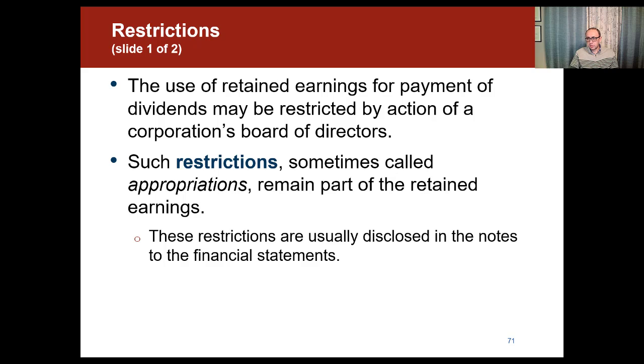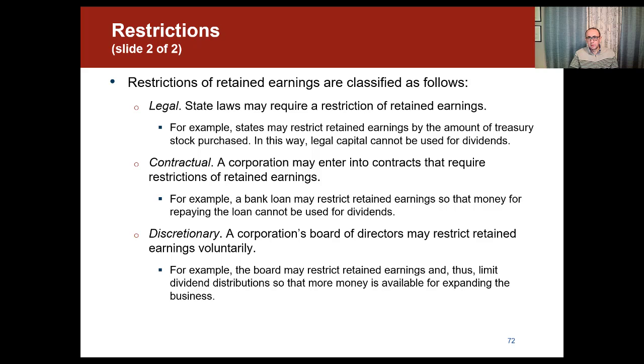These restrictions are usually disclosed in the notes to the financial statements. Restrictions of retained earnings are classified as either legal, contractual, or discretionary. If it's legal, state laws may require restriction of retained earnings. For example, states might restrict retained earnings by the amount of treasury stock purchased. In this way, legal capital cannot be used for dividends.